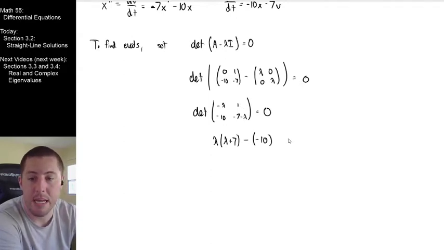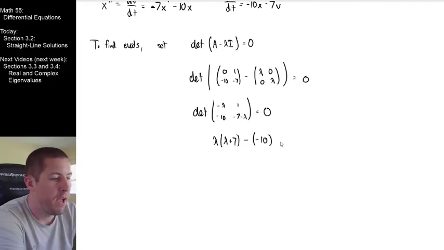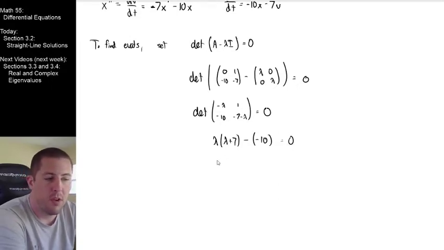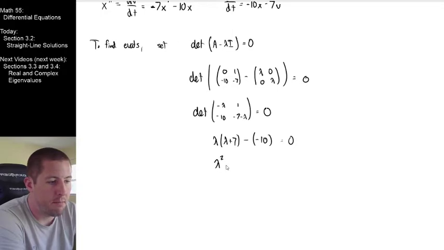So it's always AD minus BC, A times D minus B times C. And we want to set this guy equal to 0. And so I'm going to multiply this out, and I'm going to get lambda squared plus 7 lambda plus 10 is equal to 0. This is my characteristic polynomial.